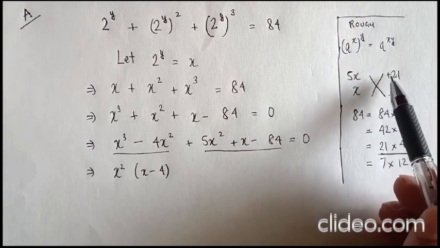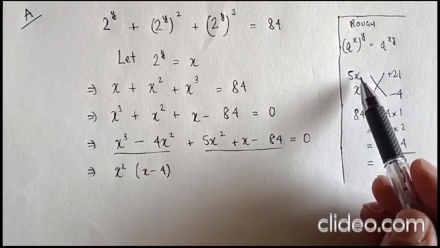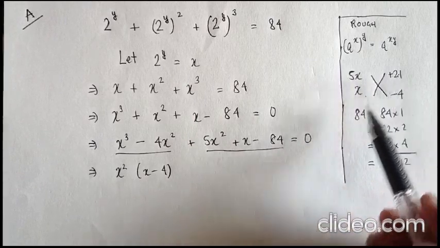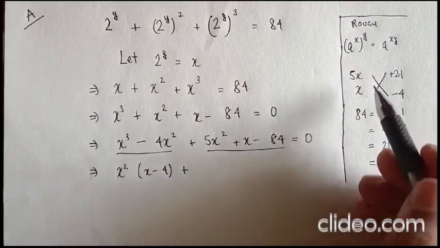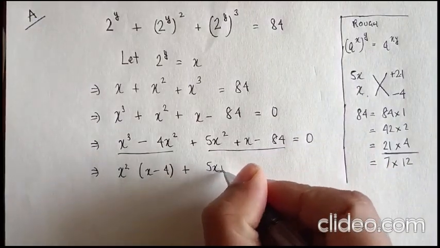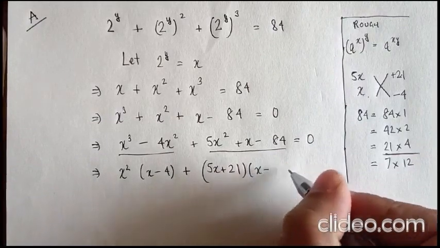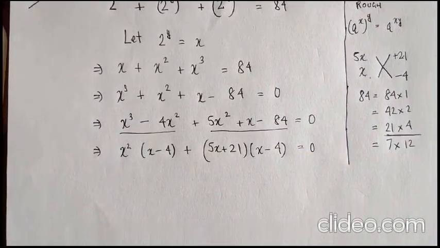And 21 into x. So we have the cross. 21 into x is 21x minus 20x. 5x into minus 4 is minus 20x, is equal to x. So the factorization for this will be, as you have seen before in my other videos, (5x + 21) and (x - 4) is equal to 0.